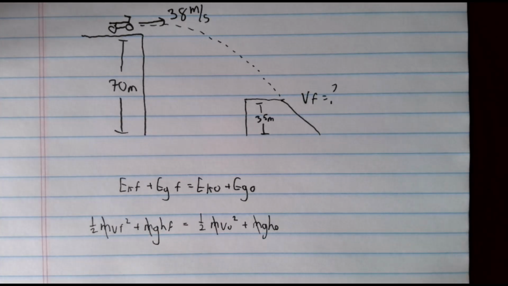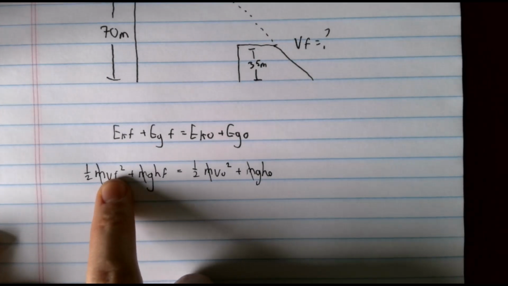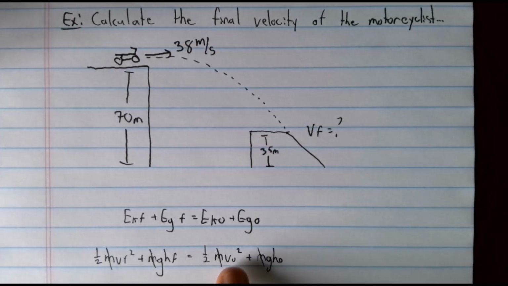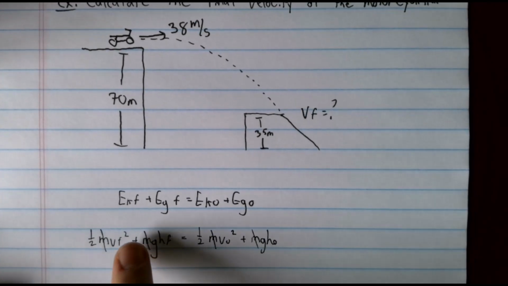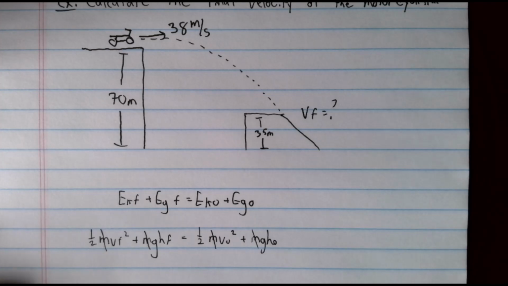So this is solvable. We just need to rearrange. We don't know this. If, for example, we didn't know the initial velocity, this would be an unsolvable equation, but since we have all the numbers except for VF, it will be solvable.